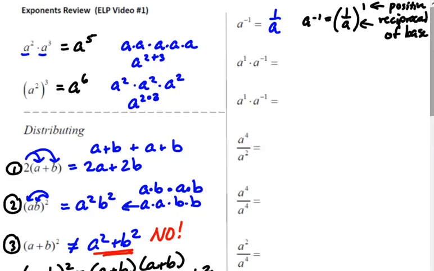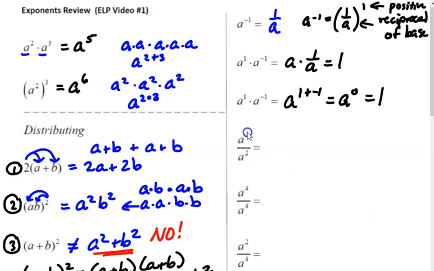So if I apply this same rule to what I just did, a to the first times a to the negative first is a times 1 over a, which is, when we multiply a number times its reciprocal, we get 1. We could also apply the exponent rule that we learned over here, that when you multiply two numbers with the same base, you add the exponents. So we can say a to the 1 plus negative 1, which is a to the 0, which is also the same thing, so it has to be 1. So this is an explanation of why a to the 0 equals 1.